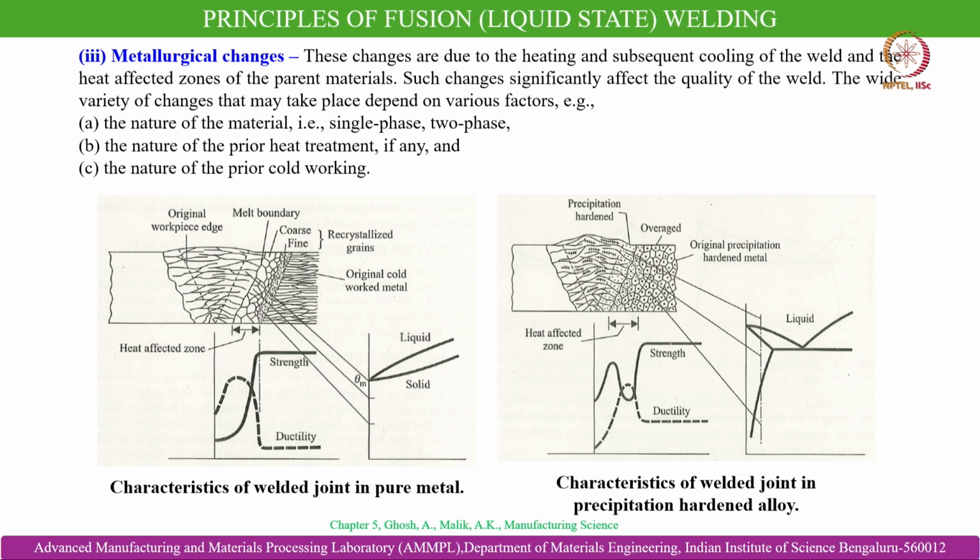So, all those things decide the metallurgical changes that take place in the weld zone, that means where the weld pool is formed, and also the nearby zones, that is the HAZ, heat affected zone, and also beyond that. Here, when we are talking about the characteristics of a fusion welded joint in case of a pure metal, you can see this is the region where the melt pool has been formed.